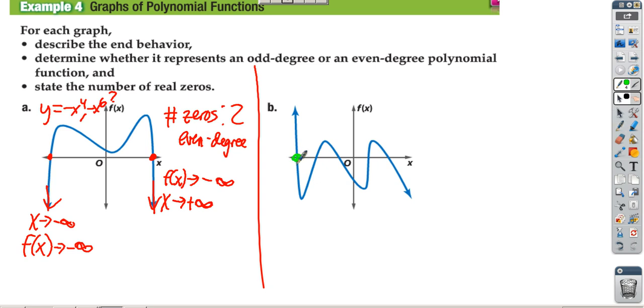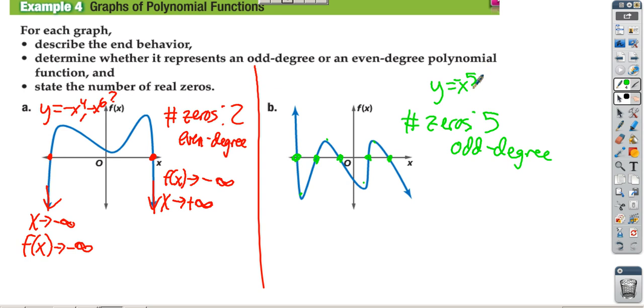Okay, the next one, the last one, is an odd degree. So there's 1, 2, 3, 4, 5 zeros. Since 5 is an odd number, that means it's an odd degree. So it might be something like, well, notice it turns 1, 2, 3, 4 times. So it could be anything like negative x to the 5th, negative x to the 7th, and so on.